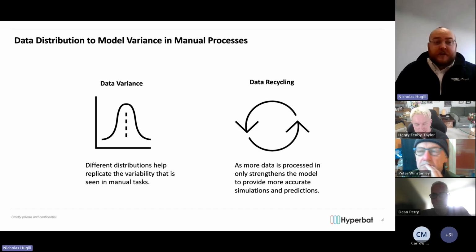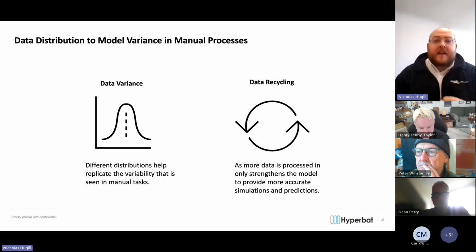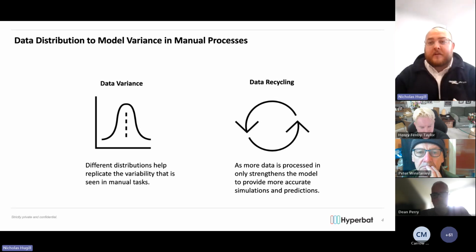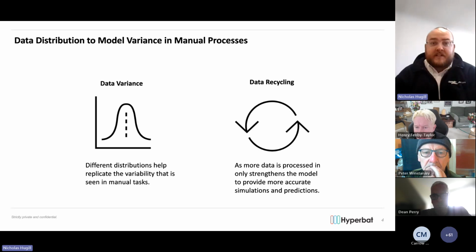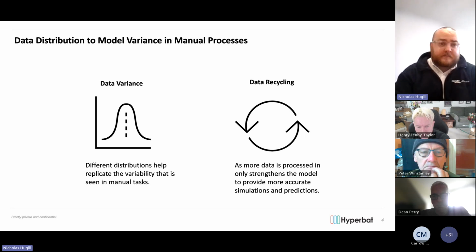So using a normal distribution can really help us ingrain that natural variance into the data set. Data recycling is also very important. As we get more data, we're collecting from the shop floor, we're re-putting it back into our model. We're looking at, is a normal data distribution actually what we're seeing? Is it more of a Poisson data distribution when we're actually seeing the real-time data of the process on the shop floor?